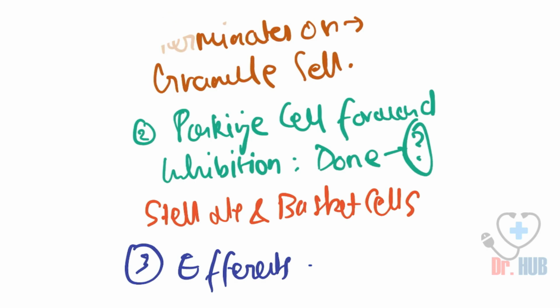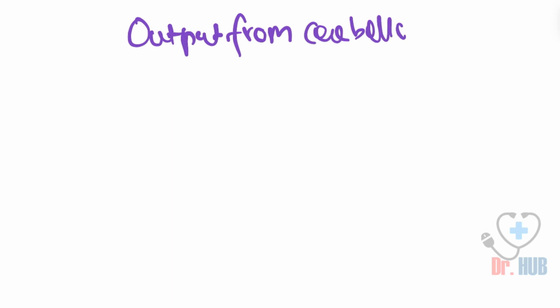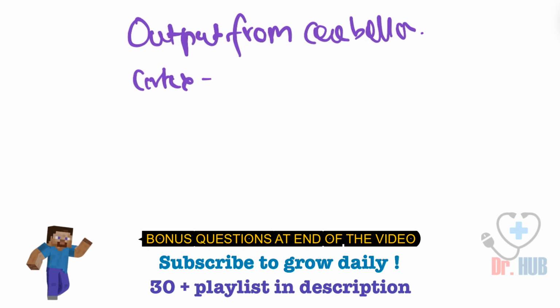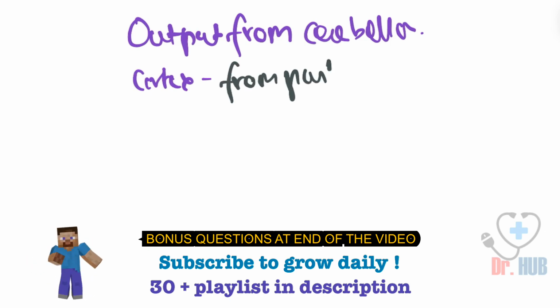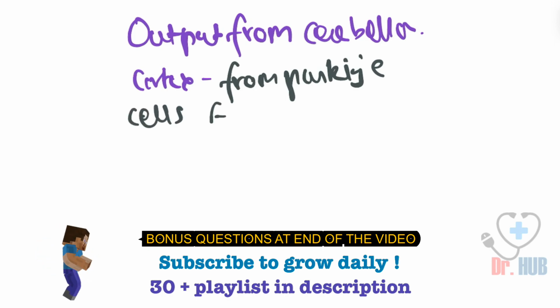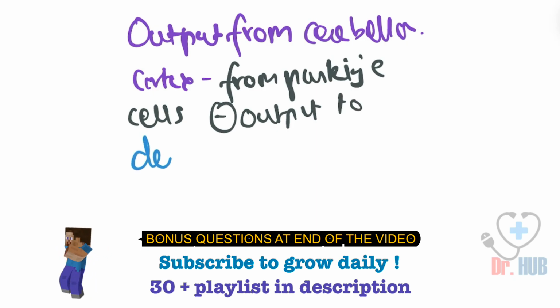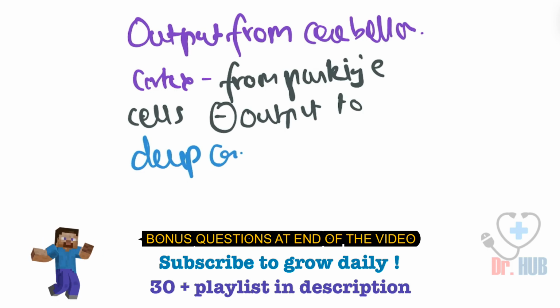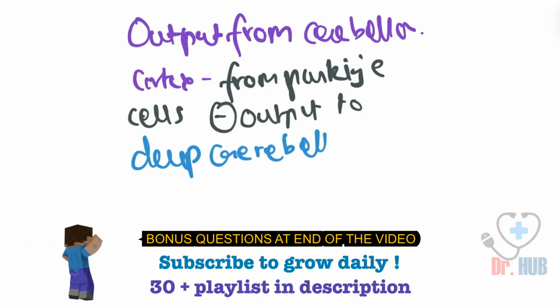In the efferents, there are various components. The first thing to note is the output from the cerebellar cortex. This is from the Purkinje cells, an inhibitory output to the deep cerebellar nuclei.